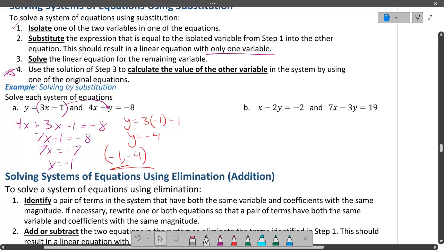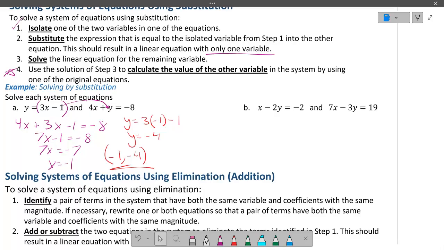Do I have a variable isolated for b? No. Can I get one really quickly? Yep. Which one would be the fastest to isolate? The x on the first one. Okay? So I can rewrite this to be x equals what? 2y minus 2. Now we substitute in. Here we're going to substitute in for x. So I have 7 times 2y minus 2 minus 3y equals 19.